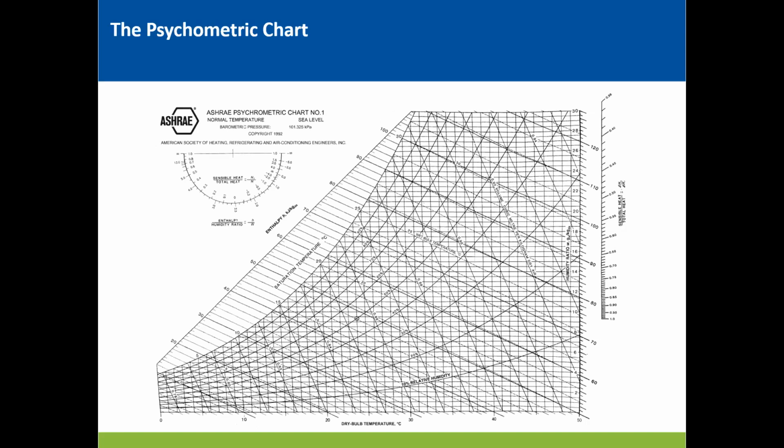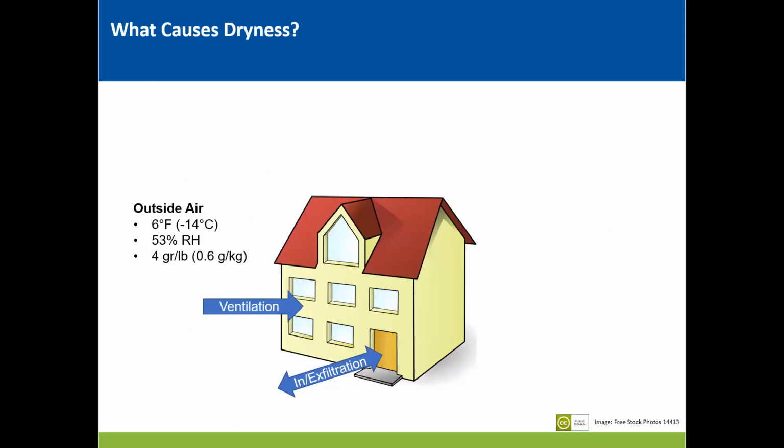Okay, so now that we know that, what causes the dryness inside our buildings? So let's take an example of a typical building. And here we have some ventilation that's going to be bringing in air from outside and a little bit of infiltration and exfiltration that will be exchanging air at the outside. We'll take a fairly cold wintertime condition, about 6 degrees Fahrenheit or minus 14 degrees centigrade, and kind of a mid-range humidity on this particular day, 53% relative humidity. If we use our psychrometric chart and we crunch the numbers on that, we'll see that that will correspond to an absolute humidity of 4 grains per pound or 0.6 grams per kilogram.